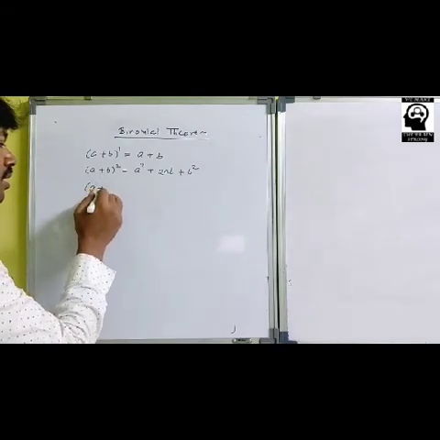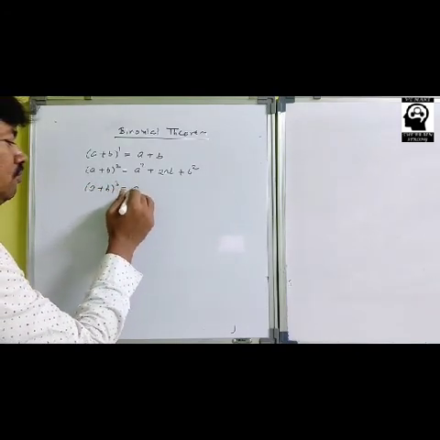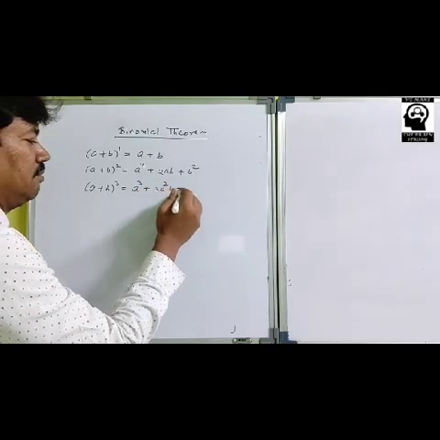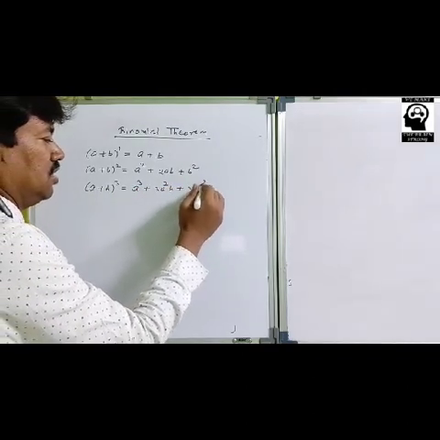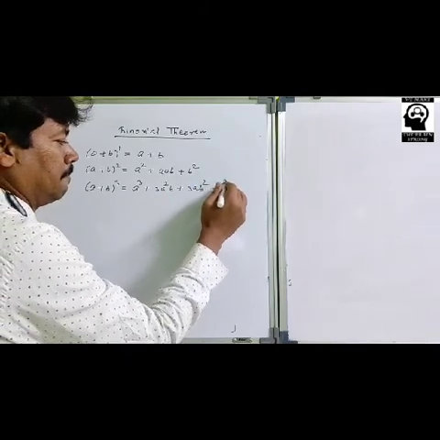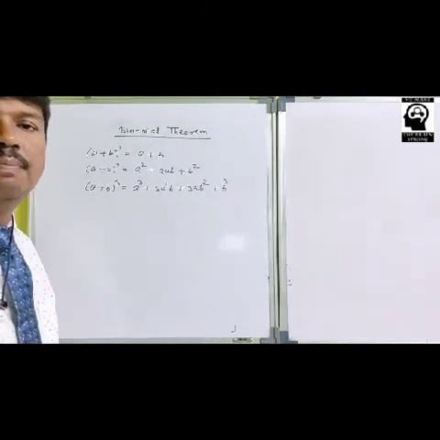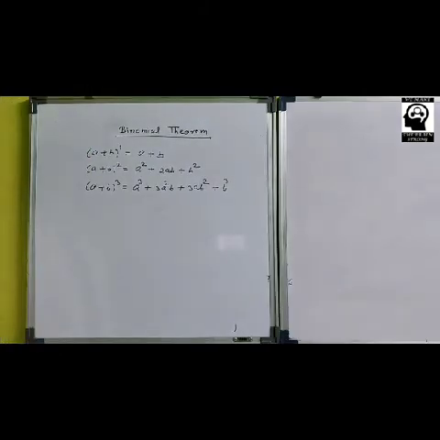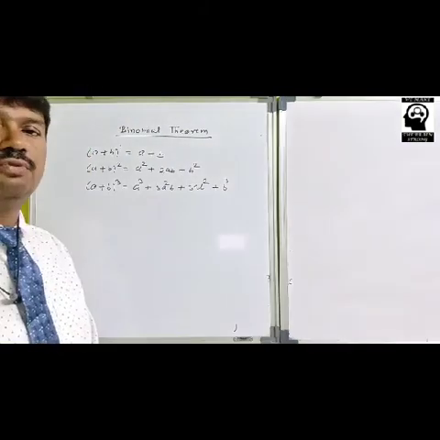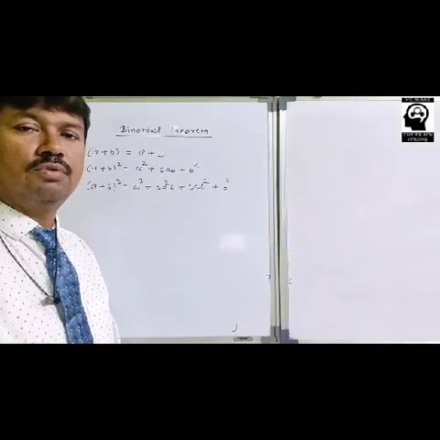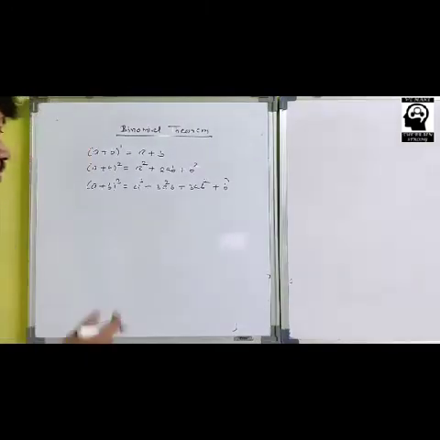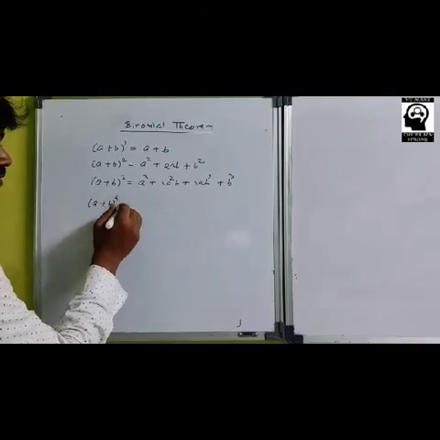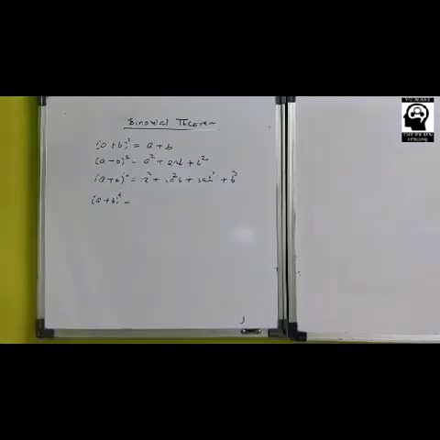Similarly, a plus b the whole cube. What is that? It is a cube plus 3a square b plus 3ab square plus b cube, like this. So now, what will be a plus b raised to 4? Can you write a plus b raised to 4? What should be a plus b raised to 4?